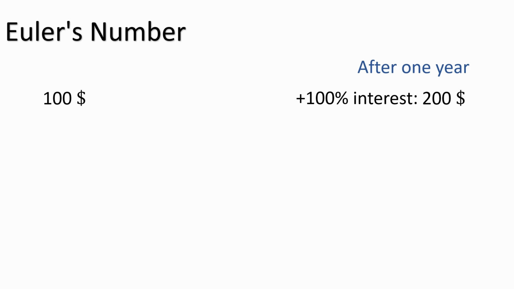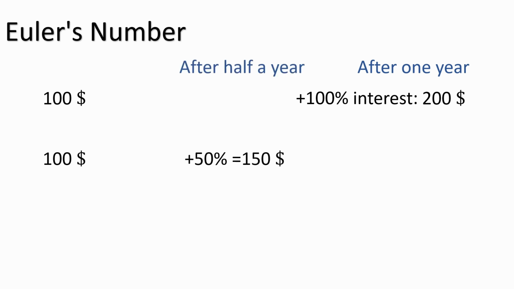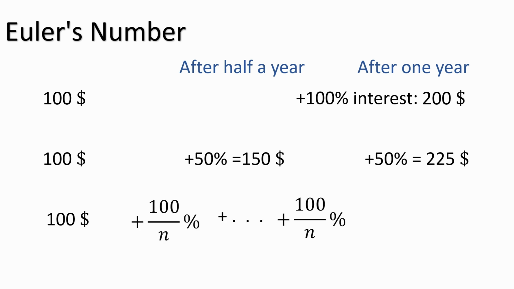However, if interest is calculated and attributed to the principal twice a year, you will have $150 in your account after the first 6 months, because you were credited with half of the interest, but at the end of the year, the sum in your account will increase to $225, because the interest in the second half of the year was calculated on the basis of $150 rather than $100. If the year is divided into n parts, where n is a large integer, and interest is applied to the principal at the end of each period, you will have slightly less than $272 in your account at the end of the year.